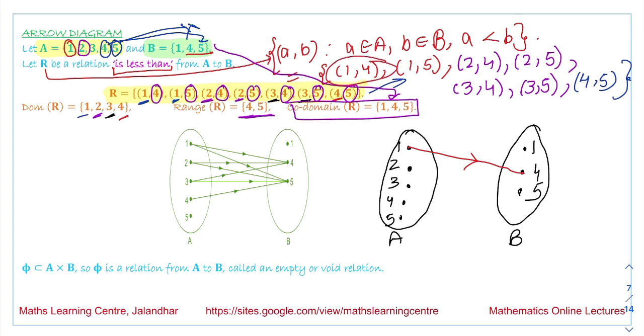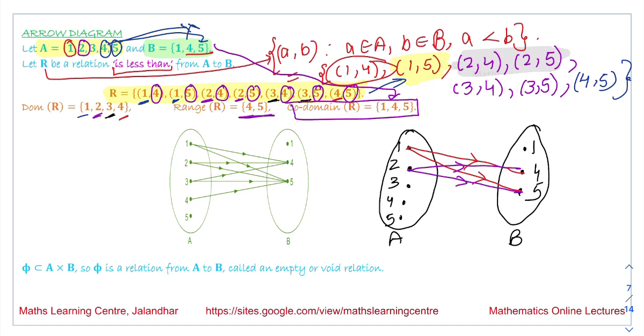This first element we are talking about. Second, we have 1 is related to 5. 1 is related to these two elements. Next we have 2 is related to 4 and 2 is related to 5. So we are saying 2 is related to 4 and 2 is related to 5.